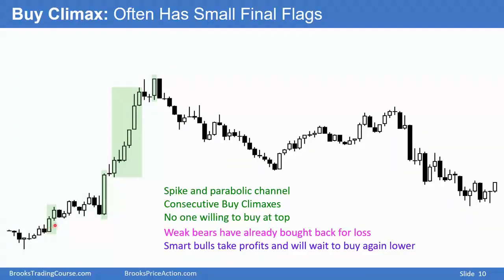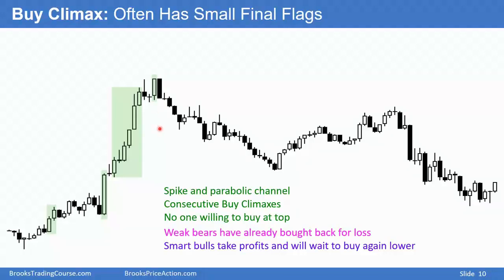The smart bulls, they're taking profits. They understand what's going on. Consecutive biclimaxes, a pullback. This could be the final bull flag. They're going to use this close to take profits. The bulls sell. So strong bulls sell, strong bears sell, and the weak bears finally give up. They end up buying back their shorts at the high, exactly where the strong bears are selling, and exactly where the strong bulls are taking profits.